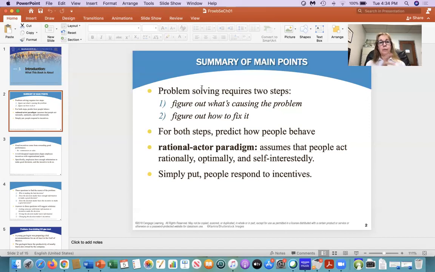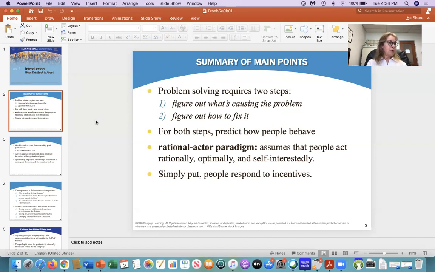So we can use this whole theory, if you will, the theory that people respond to incentives, to try to figure out what's causing a problem and try to figure out how to fix it in the workplace.